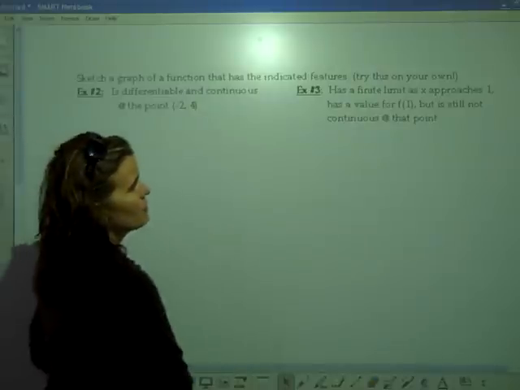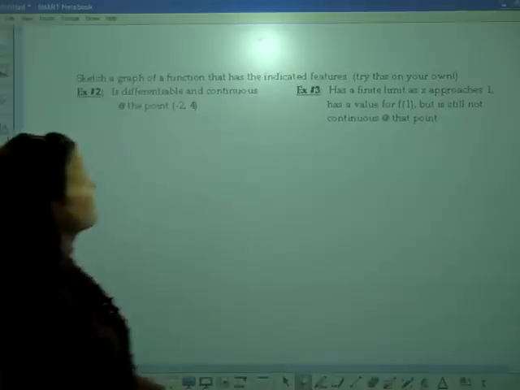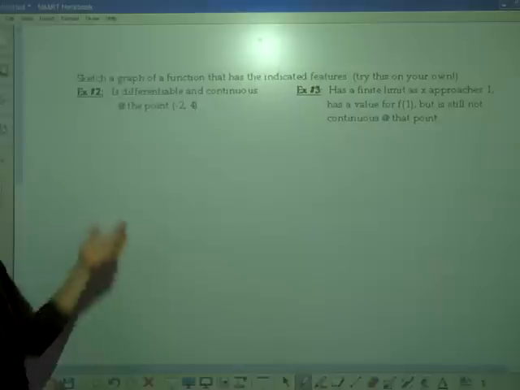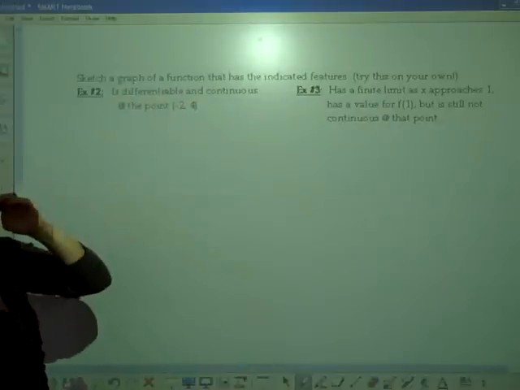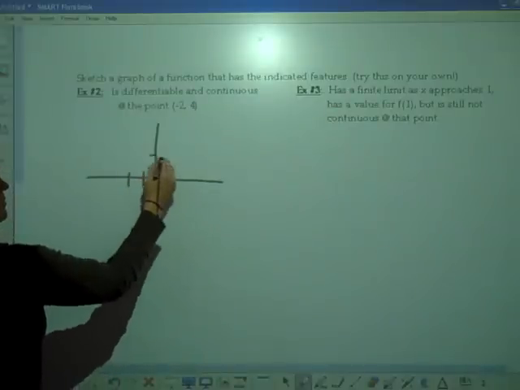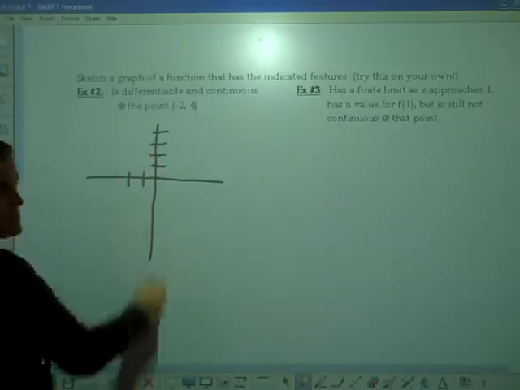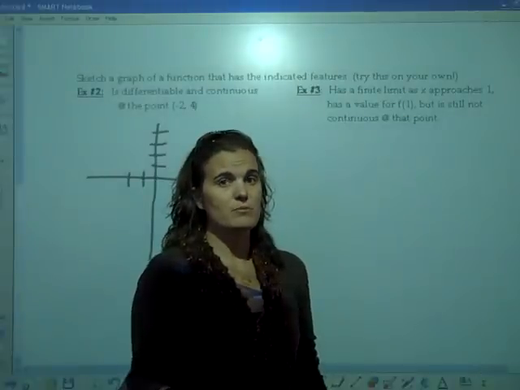So we can work backwards, and I would like you to try these on your own, if you would pause and try these. We want to sketch a graph that has these indicated features. We want a function that is differentiable and continuous at the point negative 2, 4. Make sure you label that clearly. So basically it needs to be continuous and it cannot be a cusp, because if it was a cusp it wouldn't be differentiable.